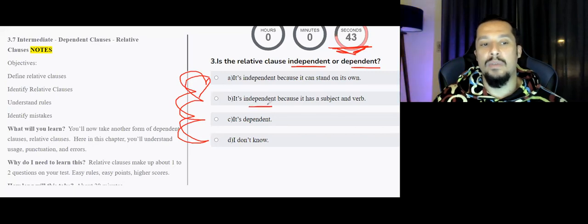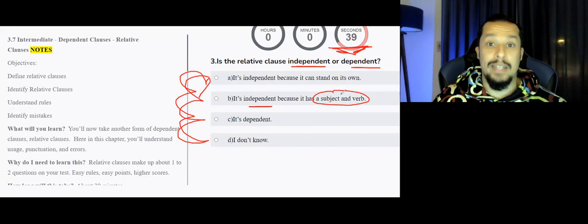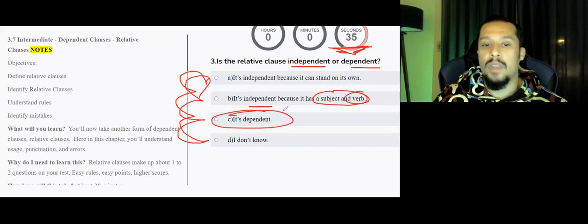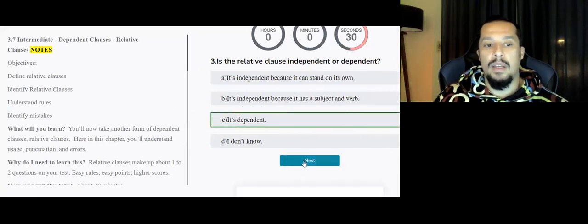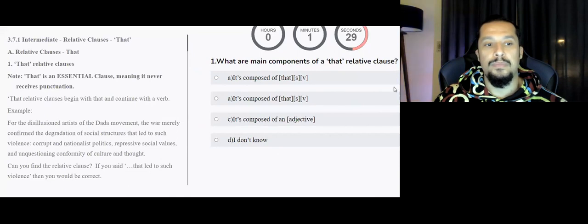It's not independent, right? Remember, a relative clause can have a subject and verb, and we will find a subject and verb. A verb is mandatory, but it is still dependent, because it's not a main subject and it's not a main verb. Okay, now let's jump into the actual notes for a relative clause, right?